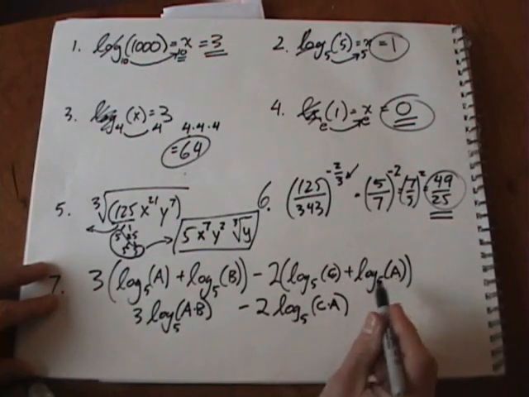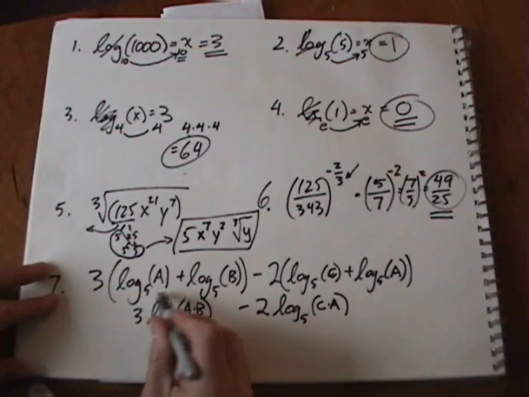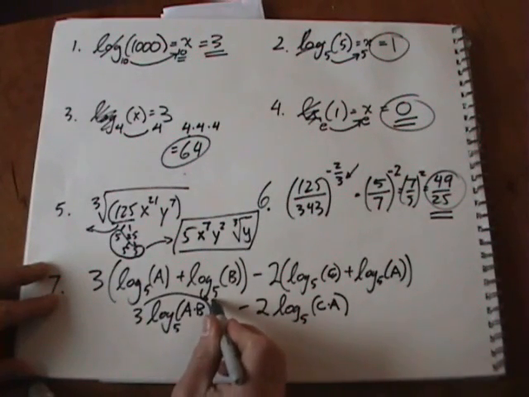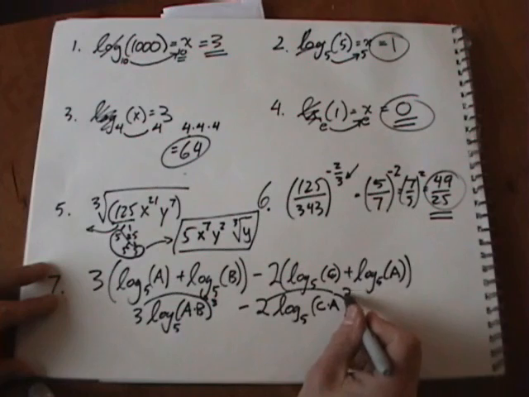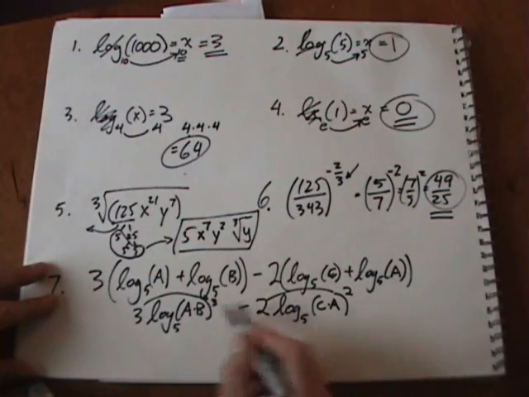Alright, so we got a again. Well, now I've got 2 logs that are being subtracted, and I've got this number out front. Well, that goes inside as an exponent, and that goes inside as an exponent, and then when I subtract them I can just write them one over the other.